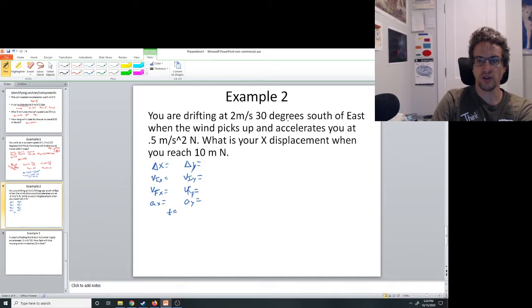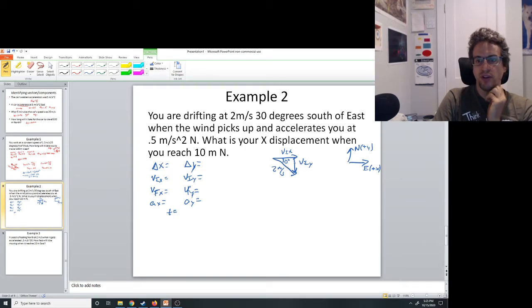So 2 meters per second, 30 degrees south of east. You know we have to do this, right? North is positive y, east is positive x. So 30 degrees south of east is this way. South of east, so I go east first and then south. This is 2 meters per second. This is v initial x, v initial y, and this is 30 degrees.